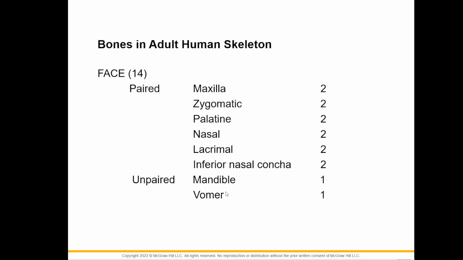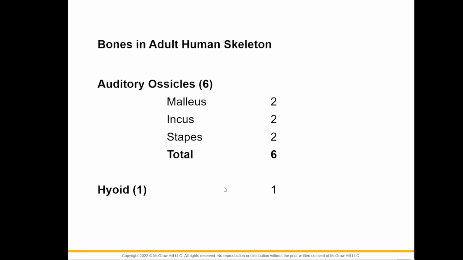Also in our ears, we have the smallest bones. In fact, the smallest bone of the body is the stapes. Kindly remember that. We have 2 malleus, one in the left, one in the right ear. We have 2 incus, one on the left and one on the right ear. And 2 stapes, one on the left, one on the right, for a total of 6. We also have the hyoid bone, that's only 1. So 22 plus 6 plus 1.